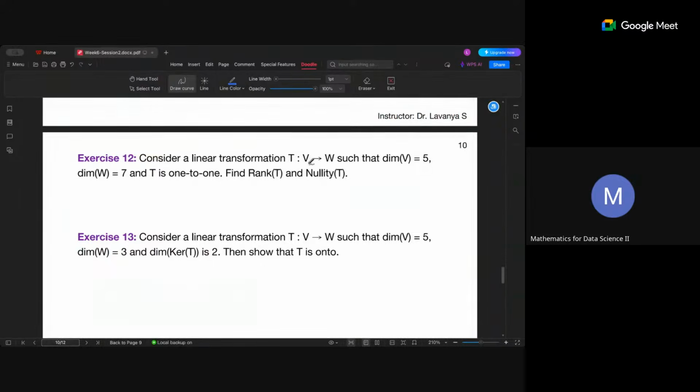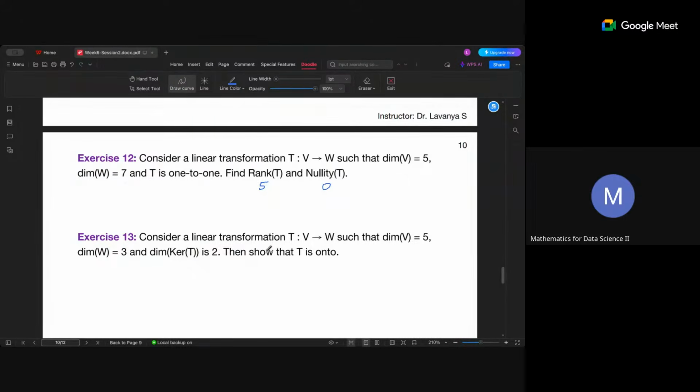Consider a linear transformation T from V to W such that dimension of V is equal to 5 and dimension of W is equal to 7. In this case, T is given to be 1 to 1. If T is 1 to 1, what do you know about the nullity? Nullity is 0. And if nullity is 0, what can you say about the rank? It is equal to the dimension of V. So here this is 5 and this is 0. Is this fine for everyone?